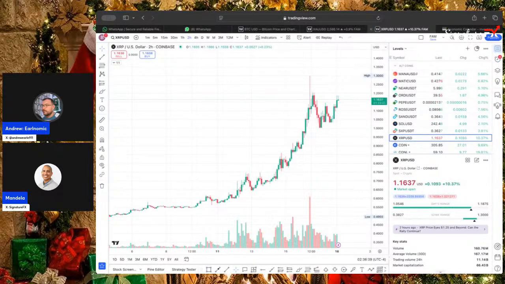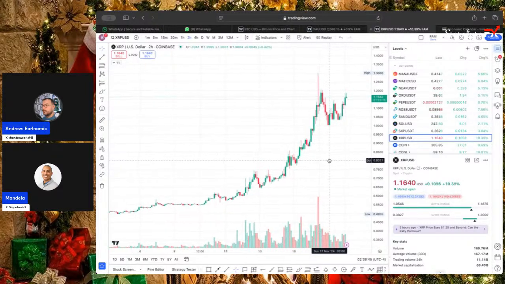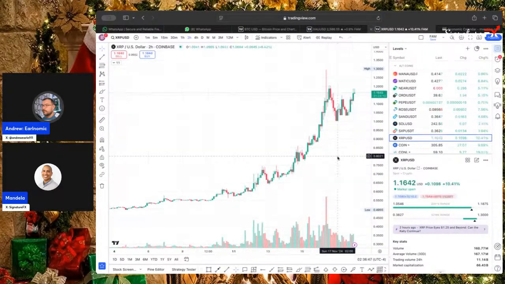But no, that's great. We did get a rejection of $1.30. It'd be nice if we could break through that level. But yeah, that's made me happy. XRP is just nice to see us above 37 cents. So it's fantastic. I know a lot of people are very happy to see XRP up here.